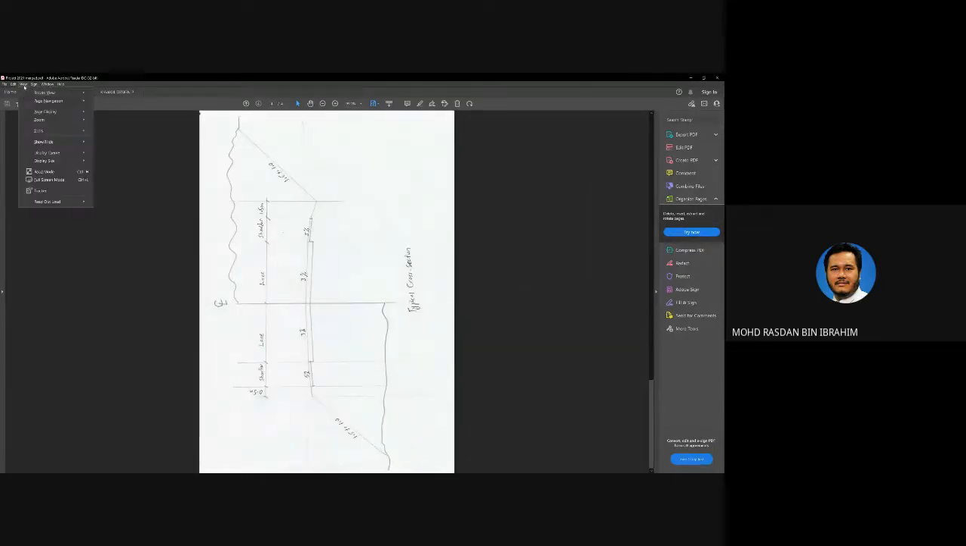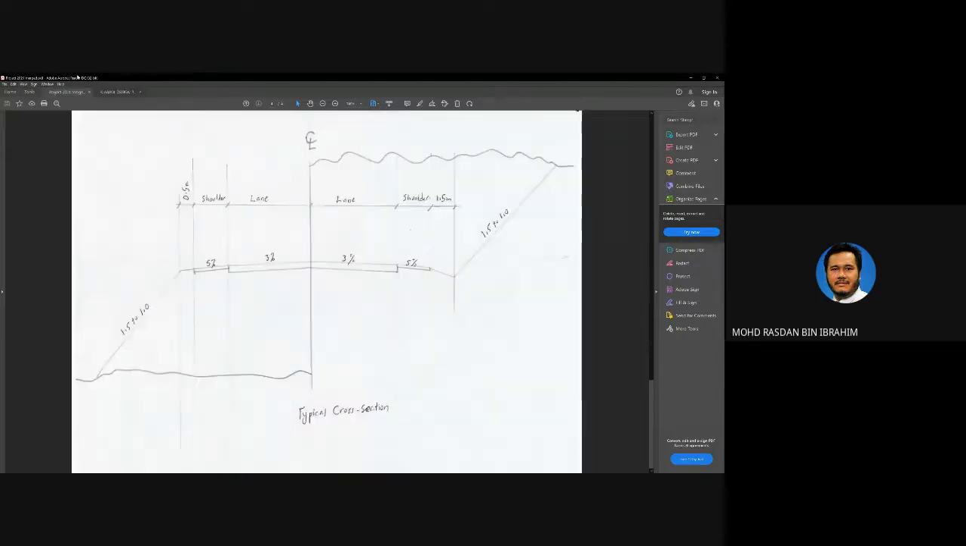So this is your typical cross section. The width of the road, not including the reserve. This is just the width of the pavement, width of the shoulder, and the verge. The reserve is a different thing.